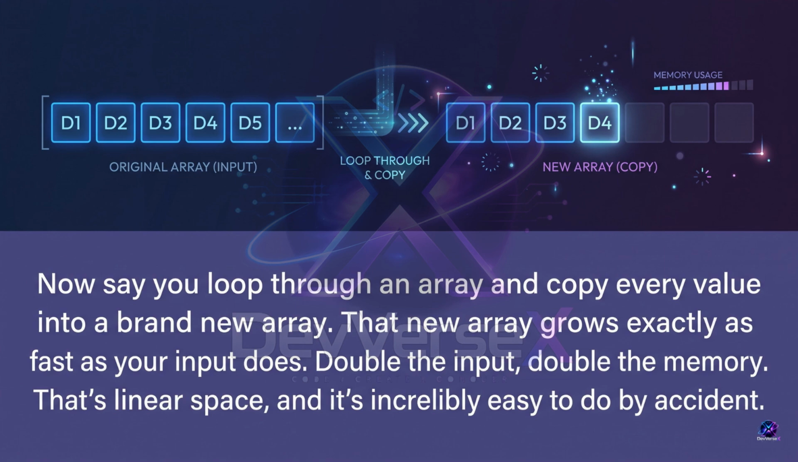Now, say you loop through an array and copy every value into a brand new array. That new array grows exactly as fast as your input does. Double the input, double the memory. That's linear space, and it's incredibly easy to do by accident.